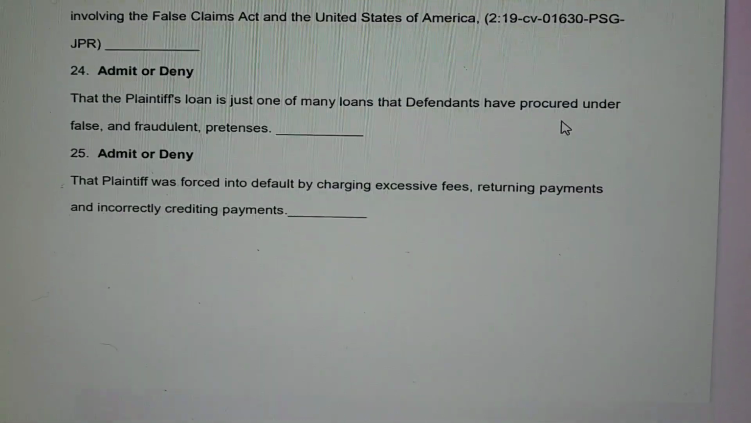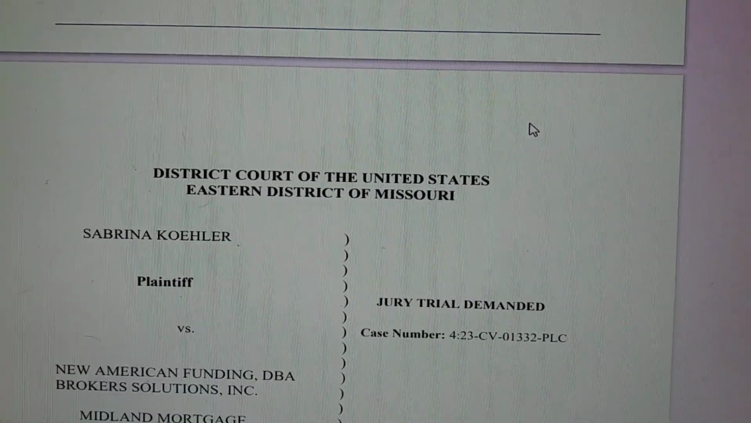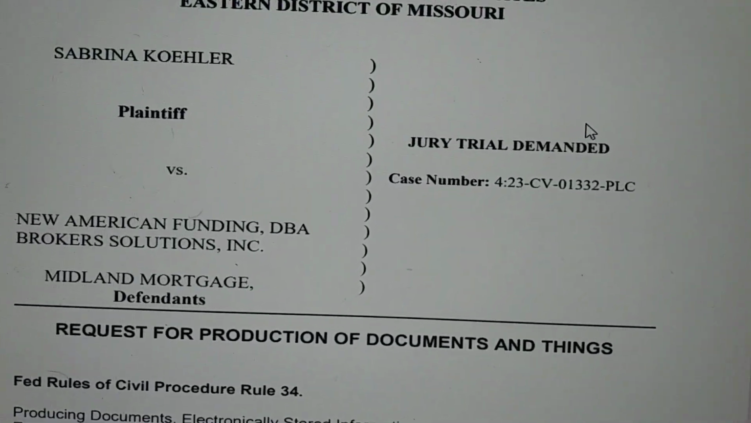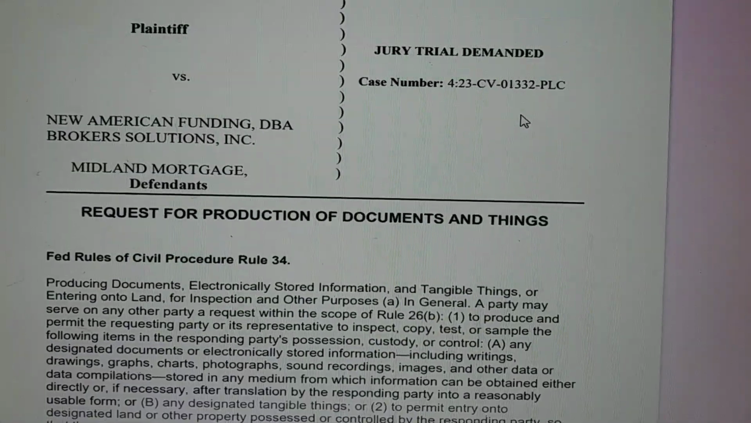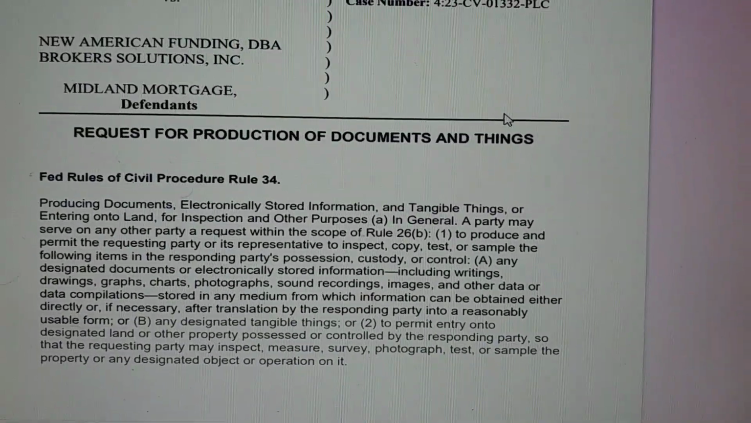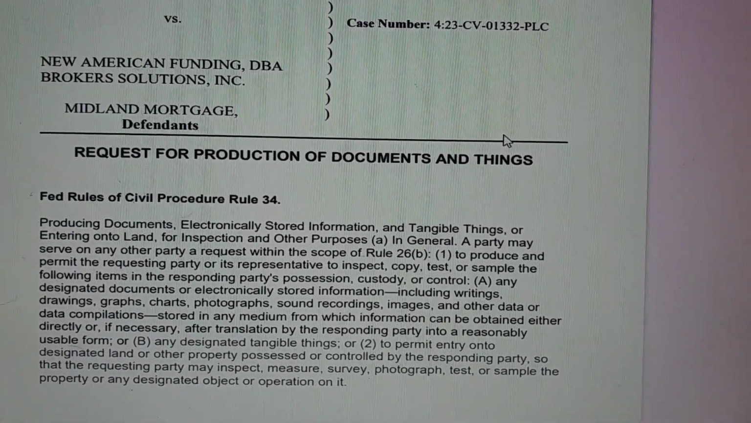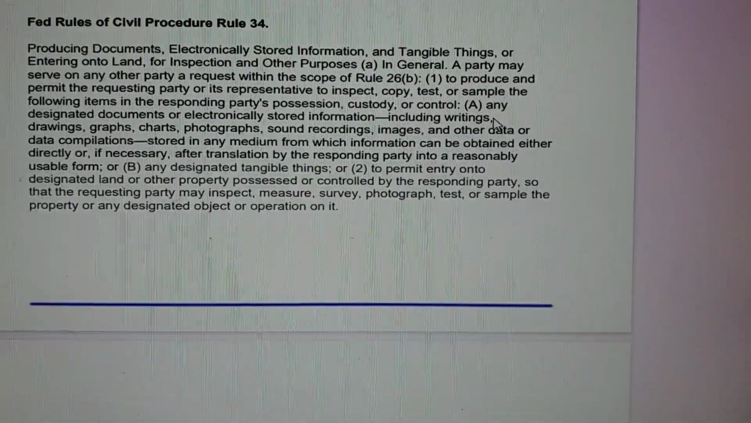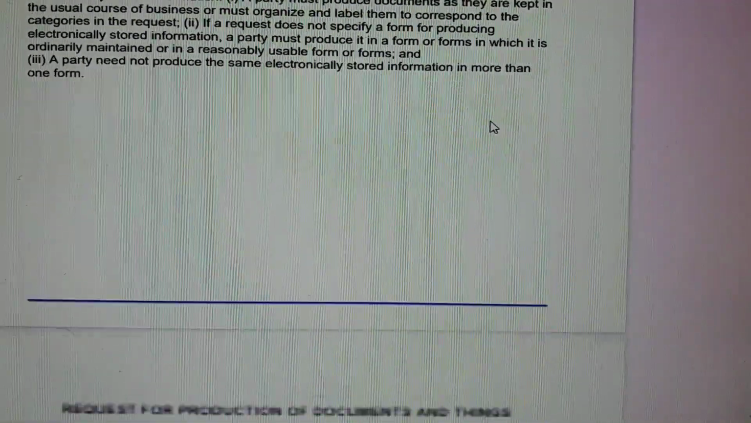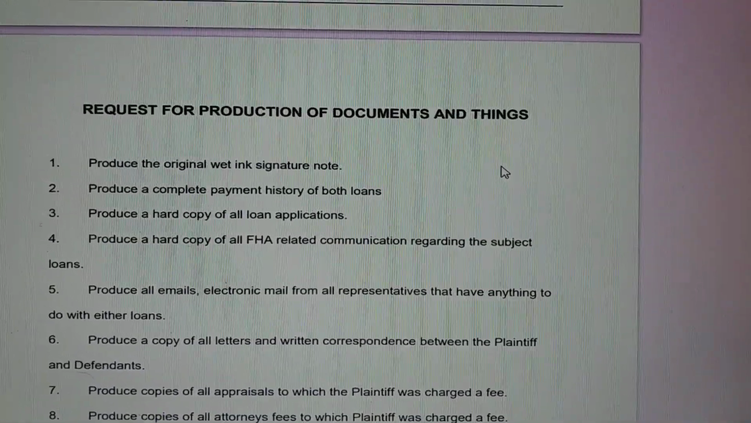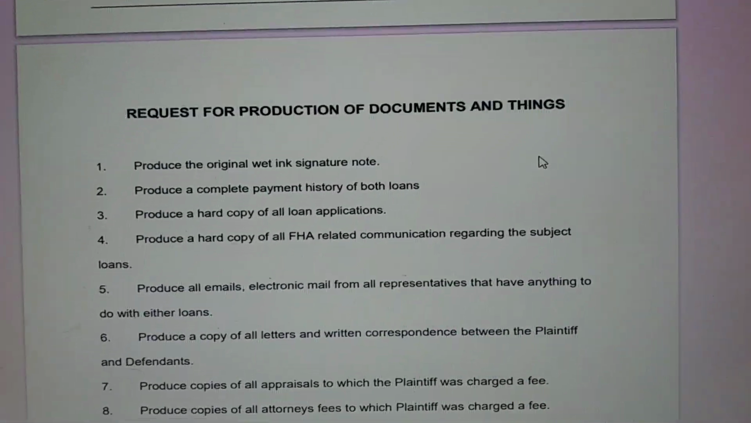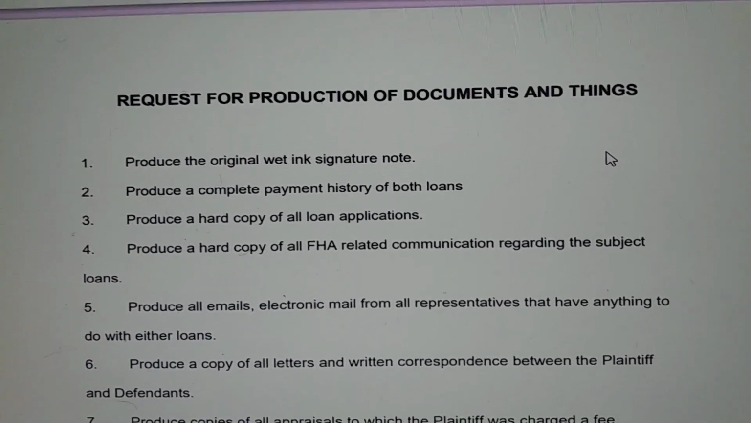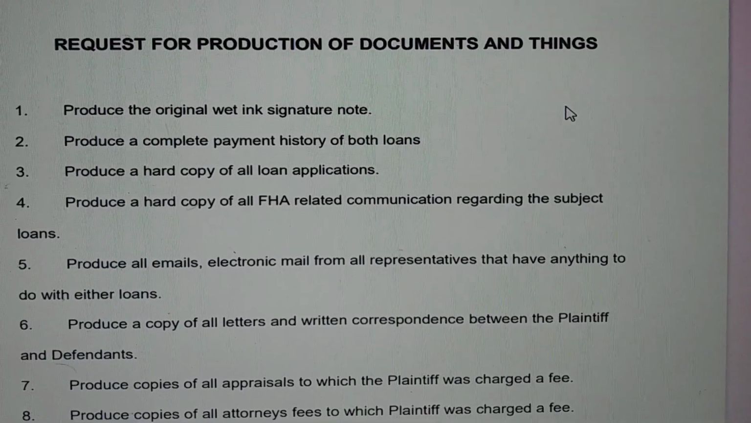Okay, so that's all of those. Now we'll go into the last part of discovery, which is request for production of documents and things. Again, I put the Federal Rules of Civil Procedure, Rule 34 talks about this, how they have to give that to you when you're asking. And so these are the things that we've asked them to provide. And again, everybody's different. You might want to ask for different things, but this gives you an idea of what she's asking for.